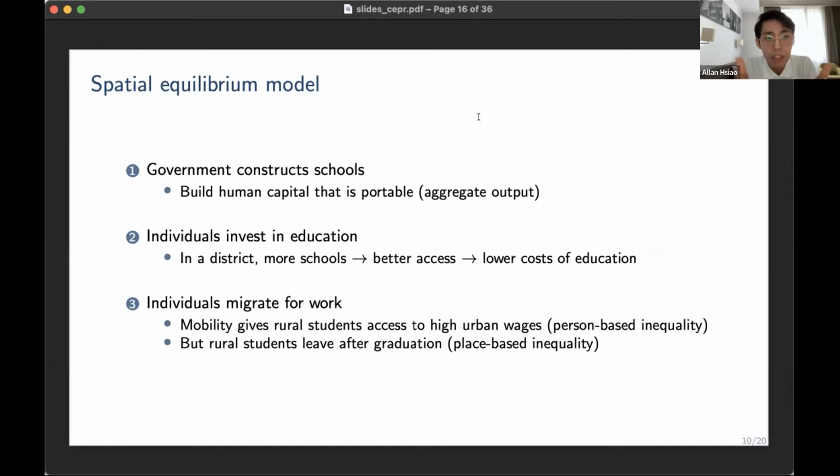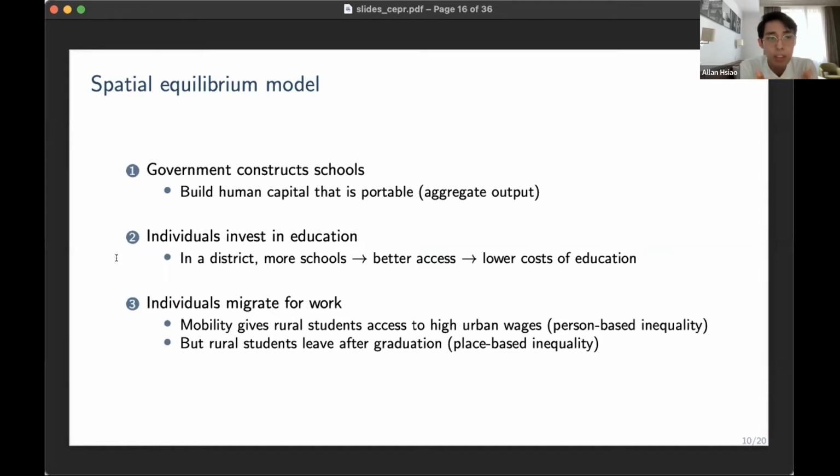Now, how are we getting to that point of being educated? Well, in the second step, conditional on the schools that were built, individuals are going to invest in education. I'm going to think about schools and education in a stylized way. Within a district, if there are more schools, then because access to these schools is better, there's going to be a lower cost of getting educated in those schools. The effective tuition is lower because you don't need to travel super far. But all of the space here is going to be at the district level. I'm not going to have anything within the district.